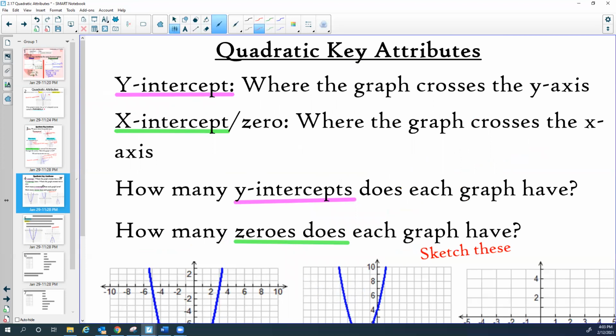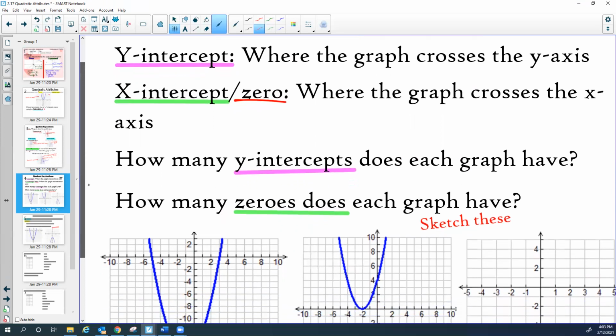All right. Now, just like with our linear equations, our quadratics have a y-intercept and an x-intercept, okay? A reminder that an x-intercept is also called a zero. We can call x-intercepts zeros or zeros x-intercepts. They all mean the same thing. Y-intercepts are where the graph crosses the y-axis. X-intercepts or zeros are where we cross the x-axis.